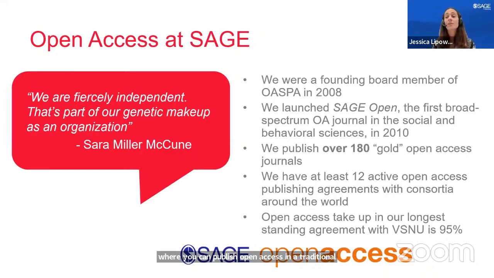Plus, we are now up to 19. I made these slides a couple of weeks ago, and now we're up to 19 what we call open access transformative agreements with consortia around the world, including countries like Canada, the UK, and the Netherlands.